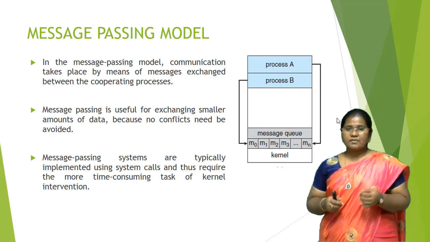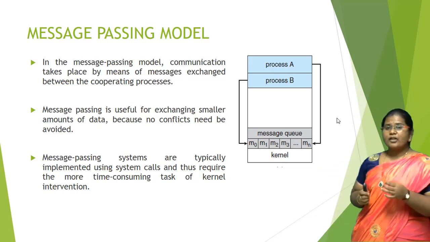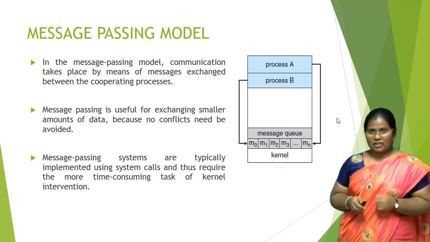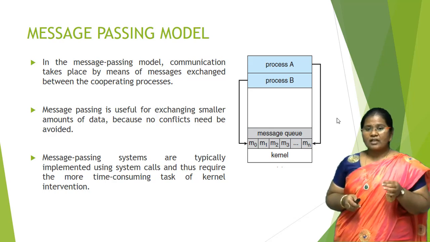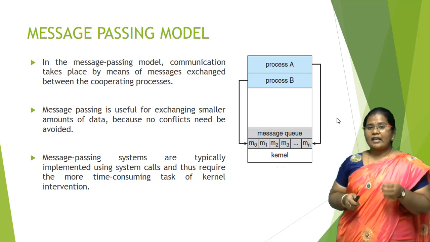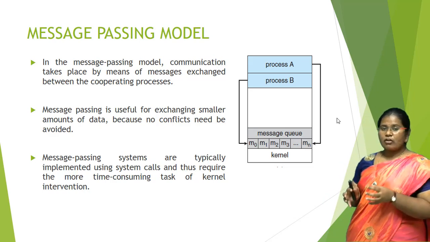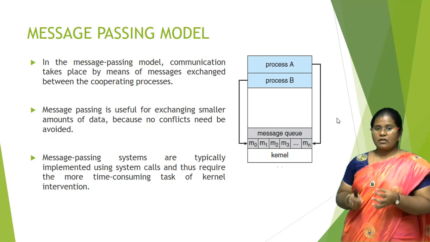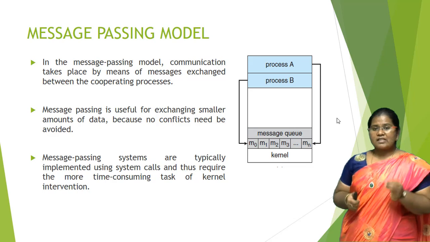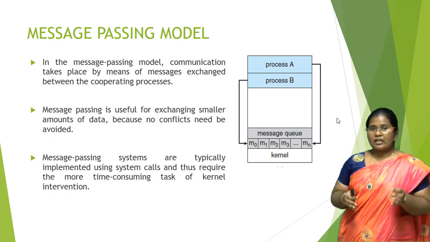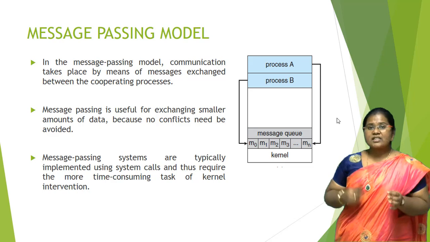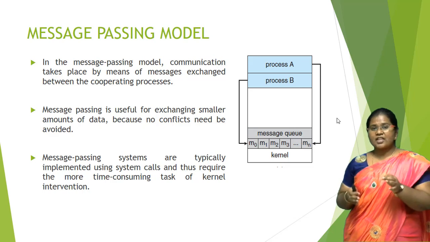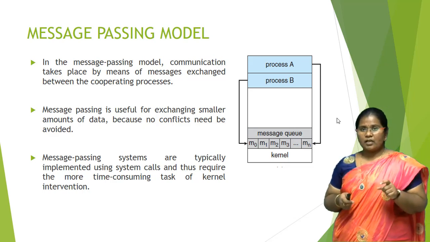If you observe the diagram, process A and process B are the two processes which want to communicate with each other. When they want to communicate, they will be allocated some space in order to store their messages from both processes. This message passing model will be implemented by exchanging messages between the two processes. Here you will not have a common shared memory between the two processes.